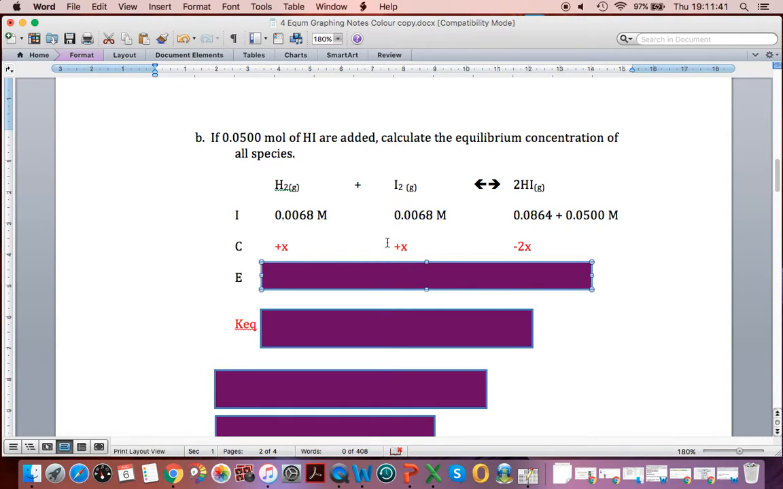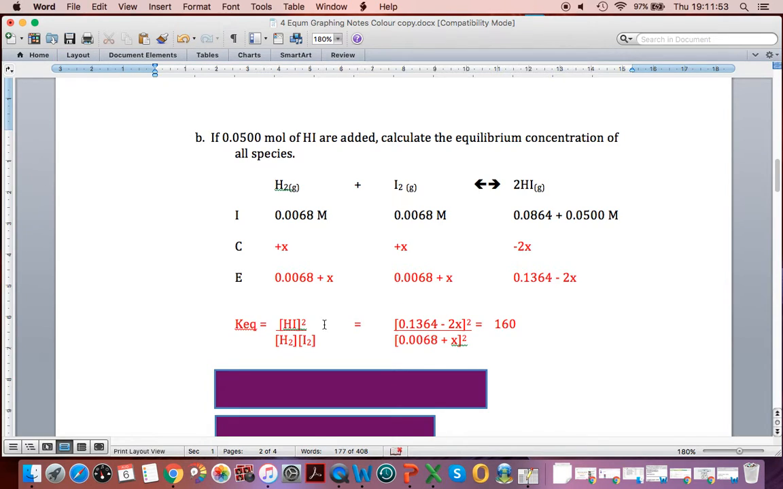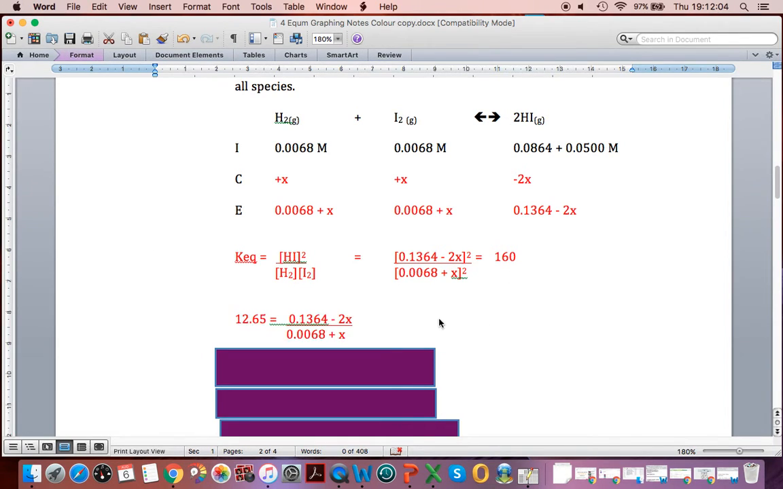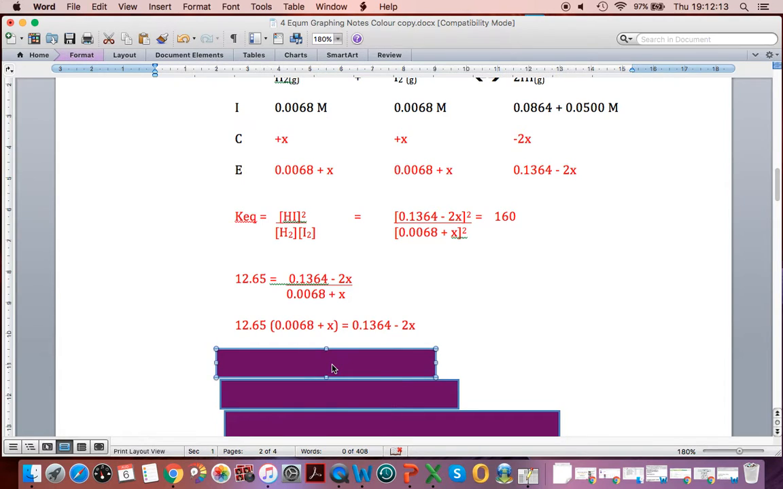So this time it's plus x, and minus 2x. And we put it all together. This number came from adding those two together. And we go through the same process. KQ, we substitute in these values, take the square root of both sides. The KQ is still 160 because we have not changed the temperature. So we do the same thing. There's our 12.65, and we're going to solve for x.